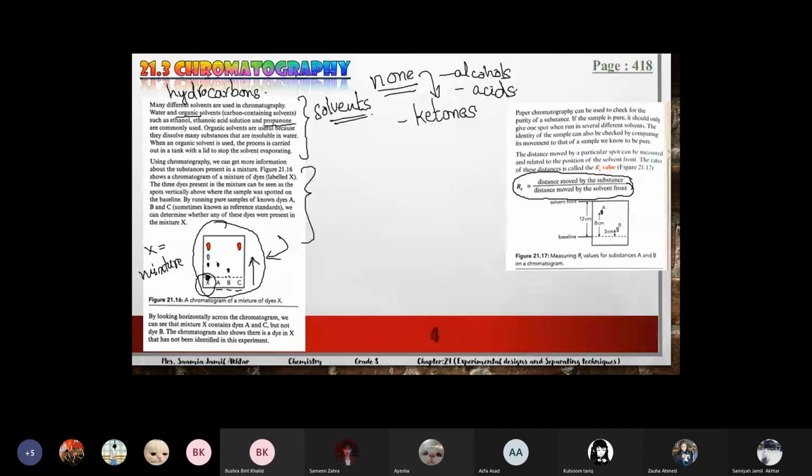Okay, yes, girls. B color is not present in a mixture, right? B is not present in a mixture. So this X is a combination of A, C, and some other unknown pigment, which we don't know. So we can calculate the RF value for all of these pigments by using this formula.